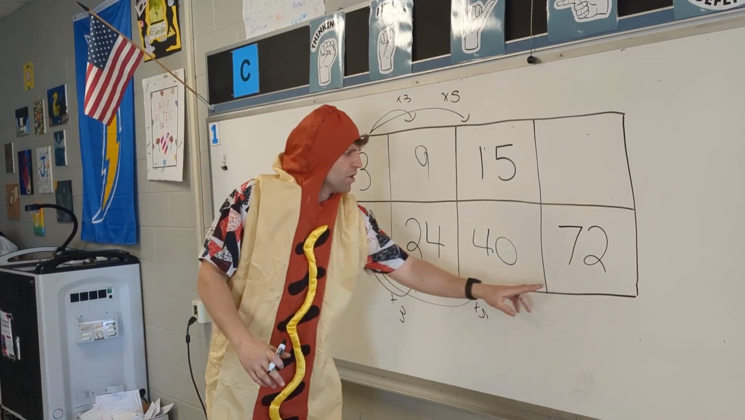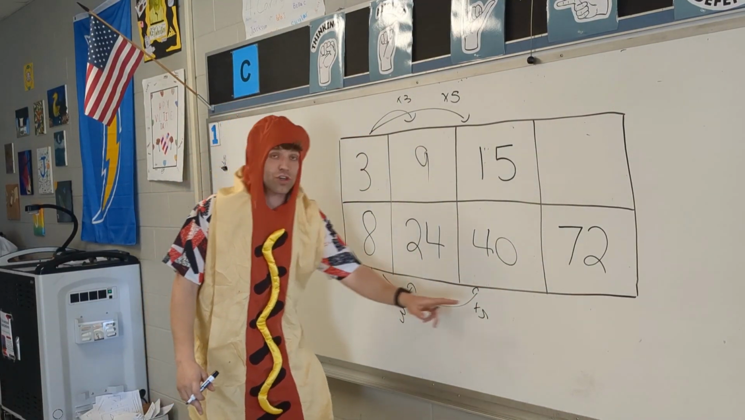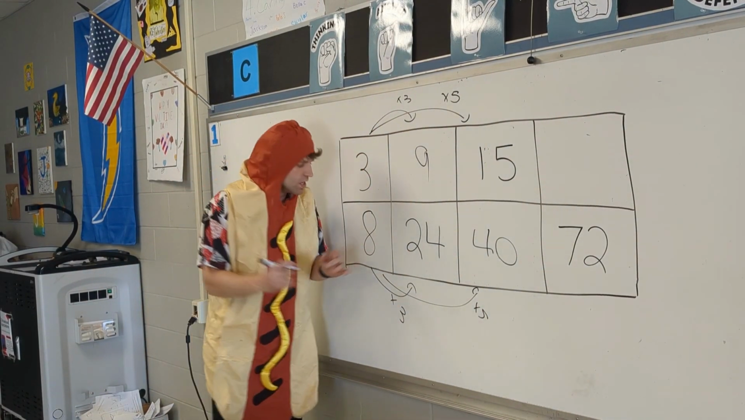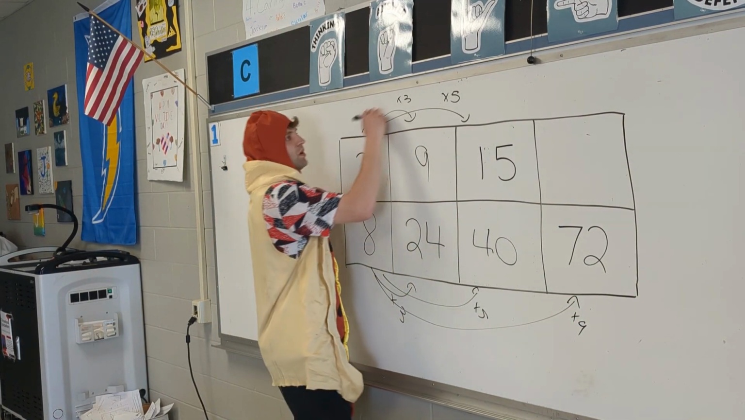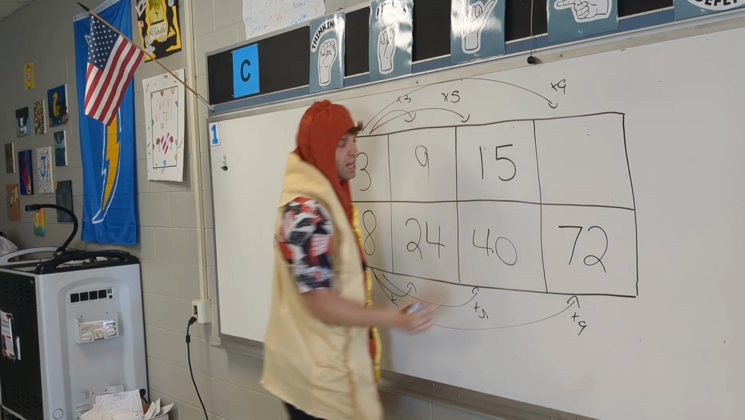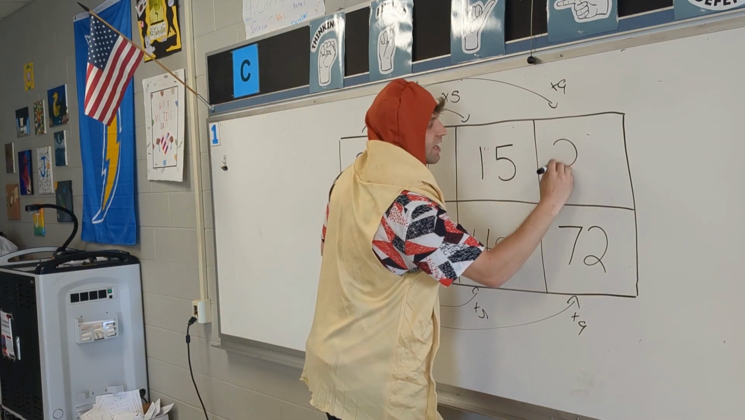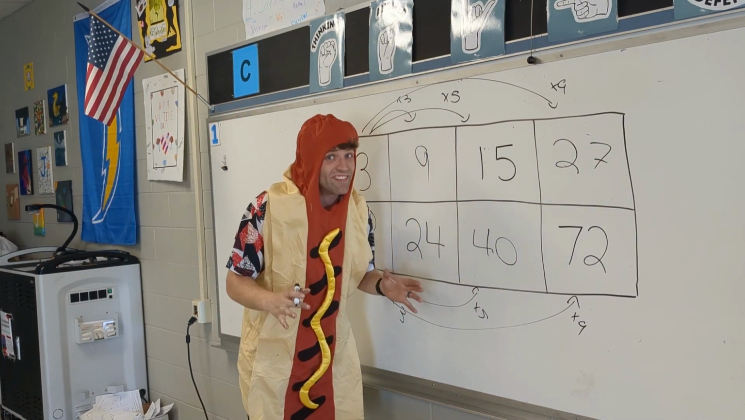And lastly, what did I do to 8 to turn it into 72? Well, I multiplied 8 by 9. But whatever I do to one side, I have to do to the other side. 3 times 9 gives us a product of 27.